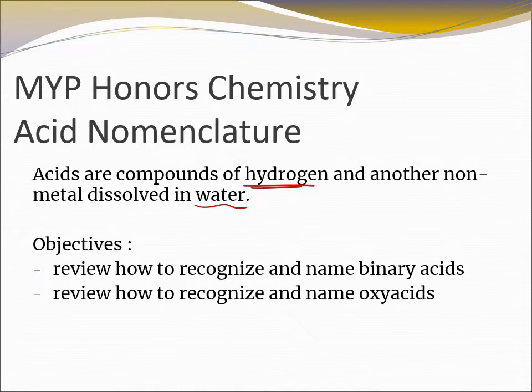Our objectives for today: we're going to review how to recognize and name binary acids. Binary means two. We're going to review how to recognize and name oxyacids. These guys are sometimes also called ternary acids. They all have oxygen in their formulae.